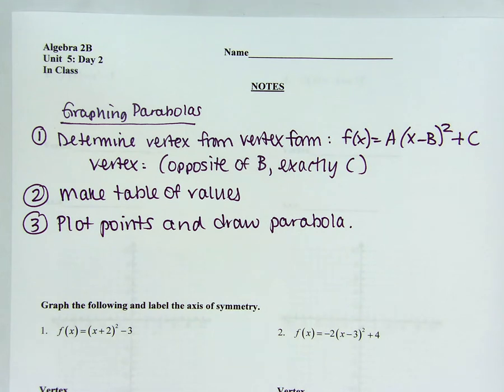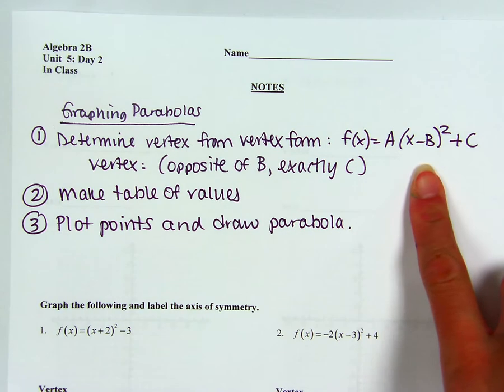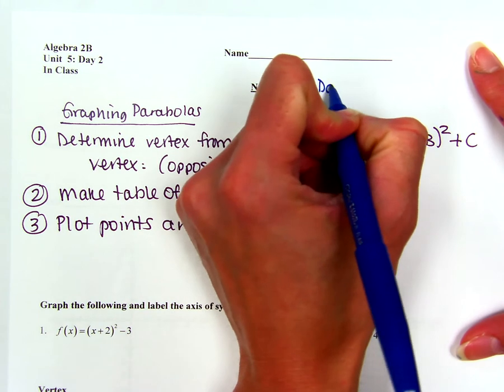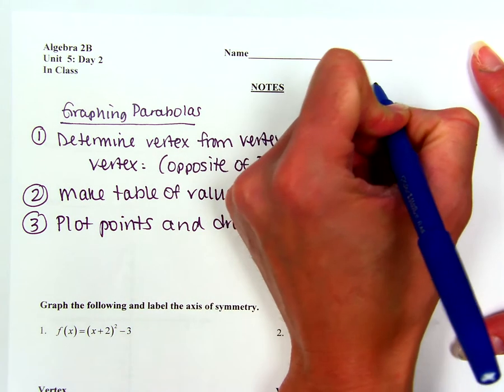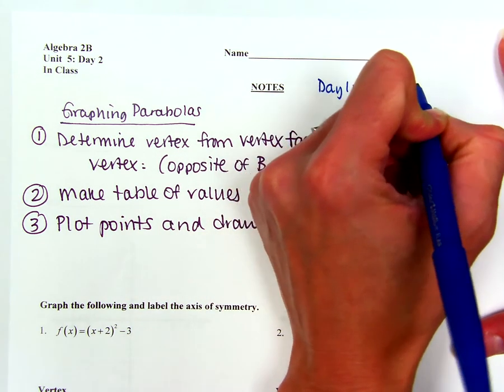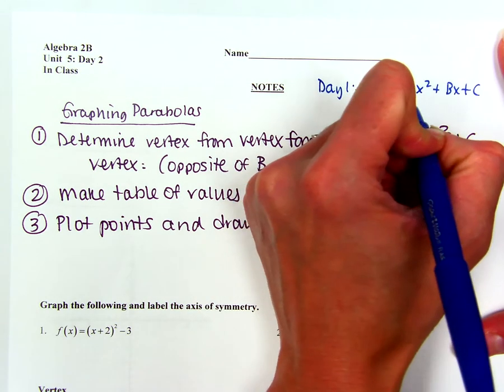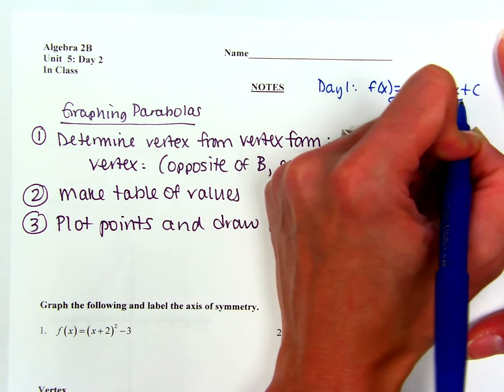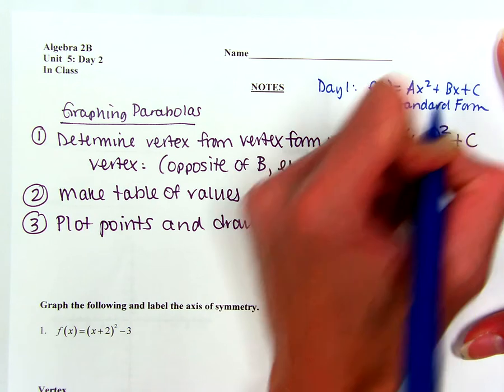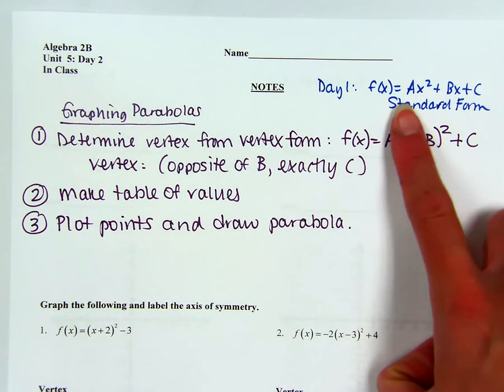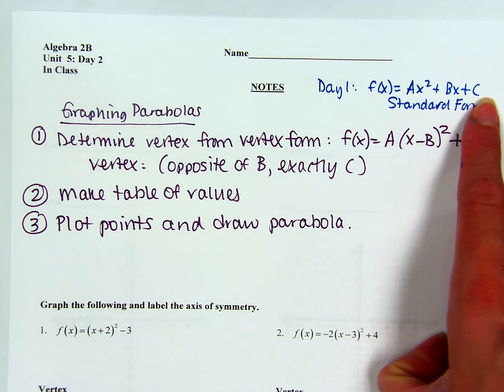Alright, today we're going to continue graphing parabolas, but this time our equations are going to be given to us in a different form. Yesterday, for day 1, we used equations that were in standard form. So if you notice, there's no parentheses anywhere. It's ax squared plus bx plus c.